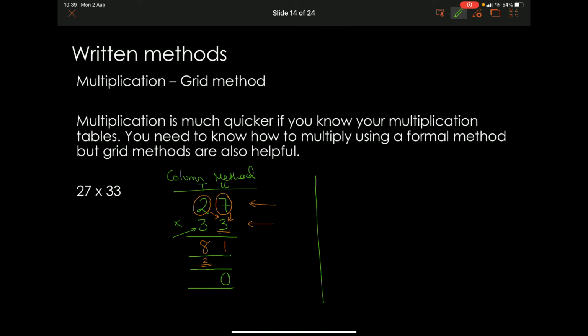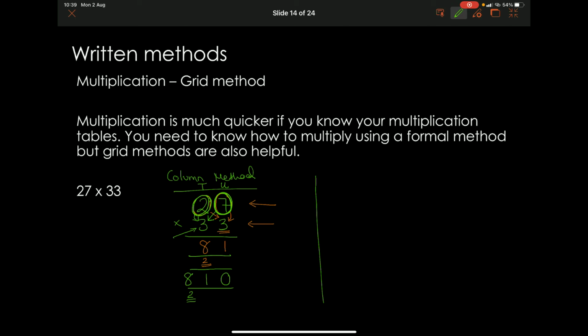I'm now going to go back to the 7 up here, and I'm going to multiply it by this 3. Again, 7 times 3 is 21. So I put my 1 in and I carry my 2 over to the other side. I then move over to the 2 and I'm going to multiply that by this 3. 2 3s are 6, but I need to add my 2, which makes 8.